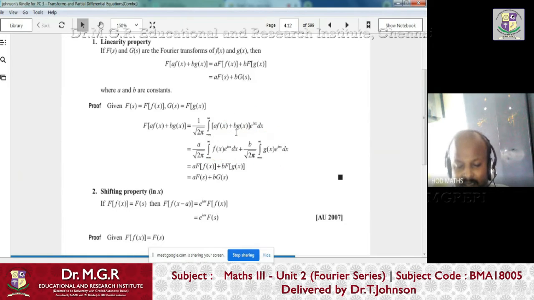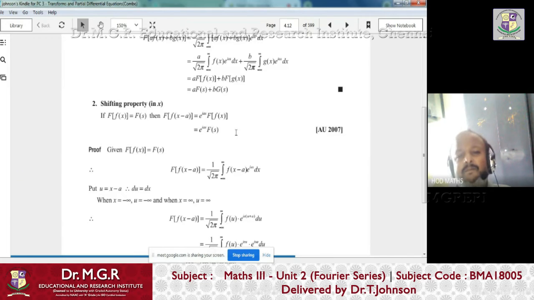Now you can look at this. This is purely the properties of integrals. Now you can see this integral is nothing but the definition of the Fourier transform of the function f, and this integral is the definition of the Fourier transform of the function g, and now this plus sign is in between, right? So this is the simple proof. We can split the integral, so if we are able to split the integral, we can split the Fourier transforms also. So this is a very simple one.